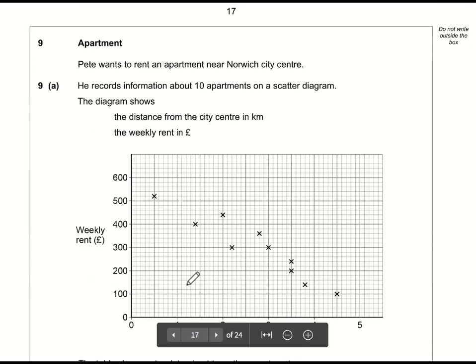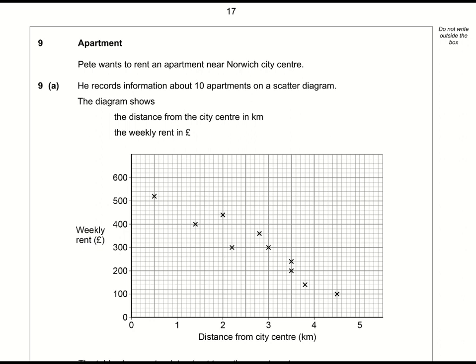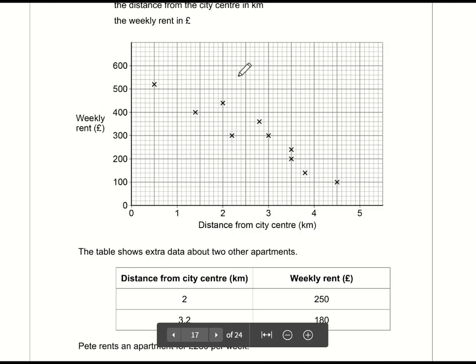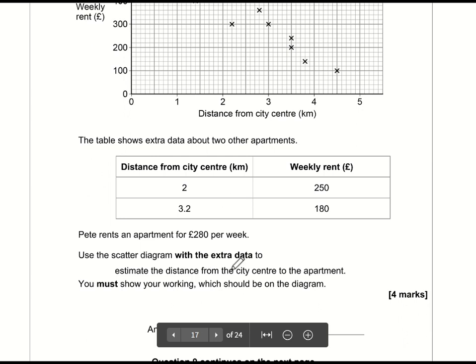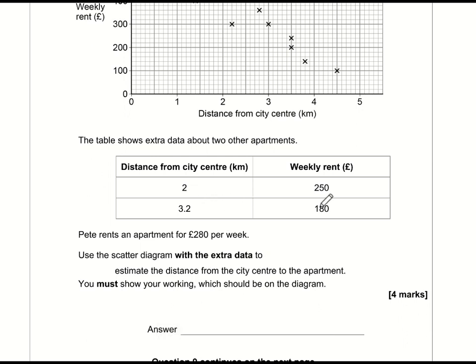Question 9. So what do we need to do first of all? Use the scattergram with the extra data. First of all, we need to plot these 2 points. The distance from the city centre is along the bottom, the rent is up the top, so 250.